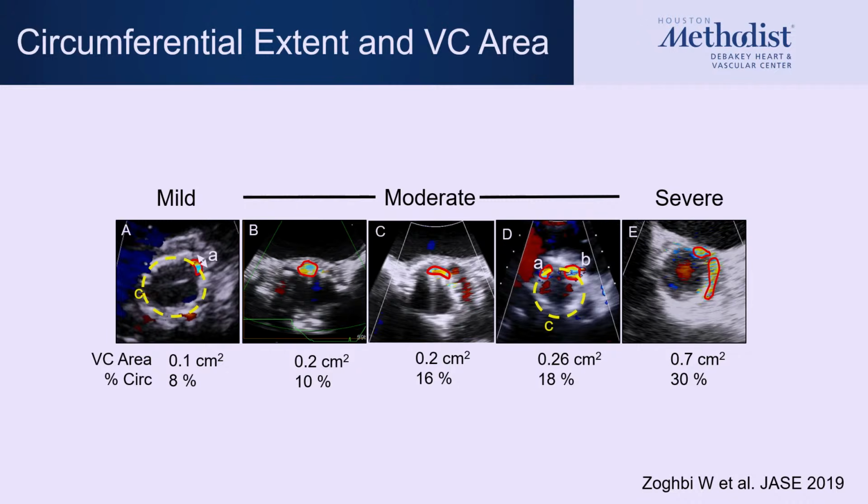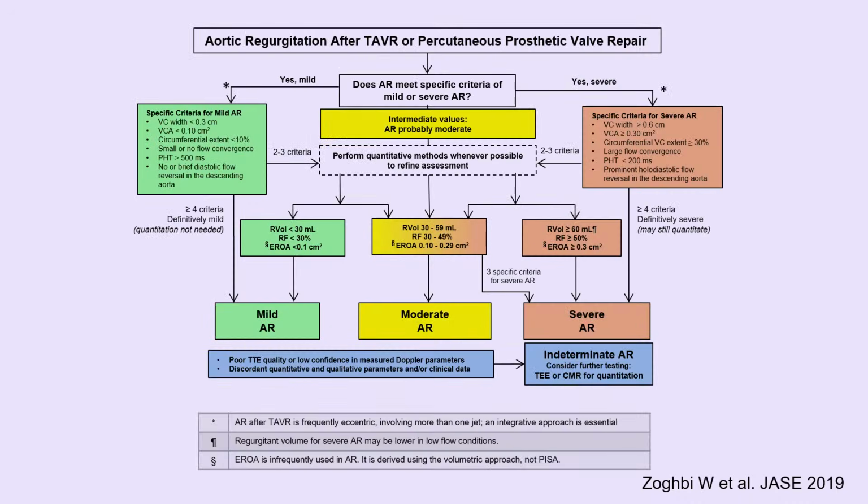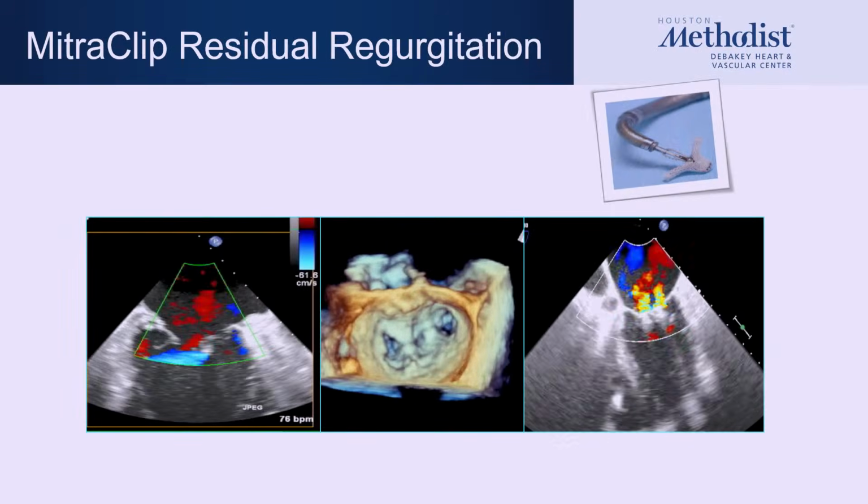Take a look at the vena contracta area as well as the extent of regurgitation. And this is the algorithm that we proposed about 3 years ago in the guidelines. We're not going to go through it here. There are a few differences between native and these prosthetic valves, particularly in the vena contracta and circumferential area. And we don't mention the size of the ventricle and its function, because many of these are rather acute or subacute, and the ventricle would not dilate in those situations.